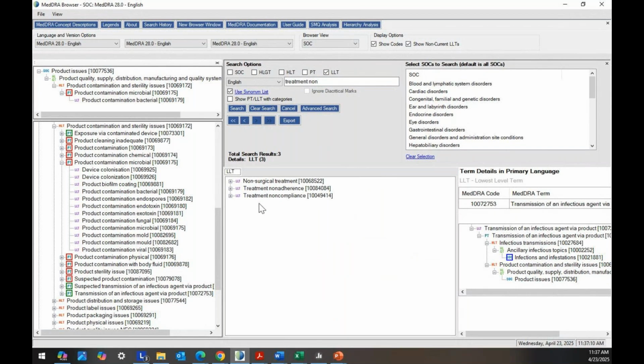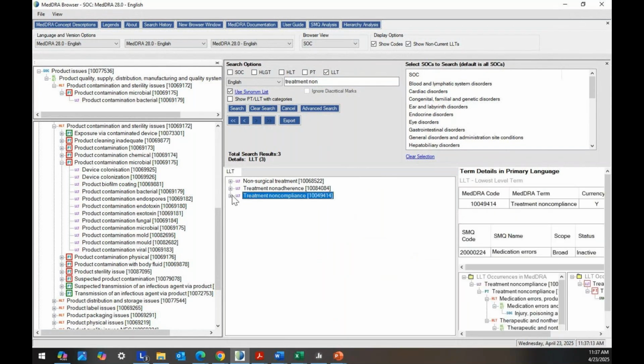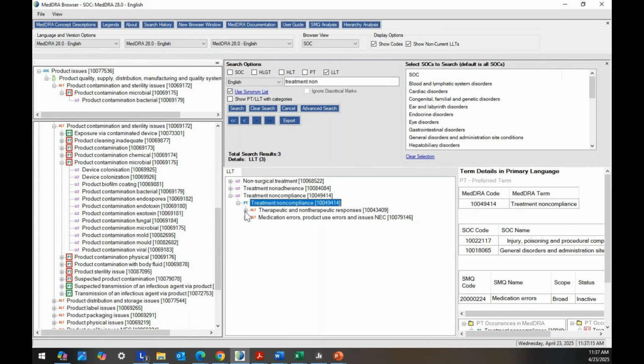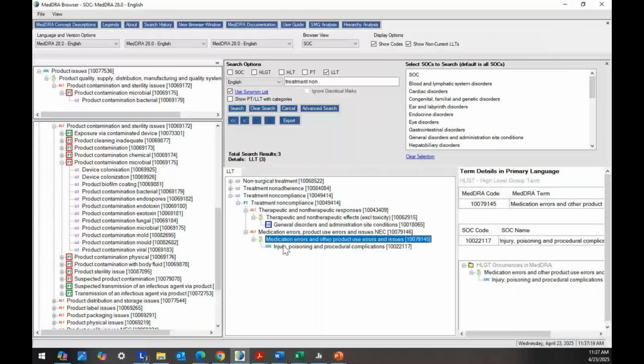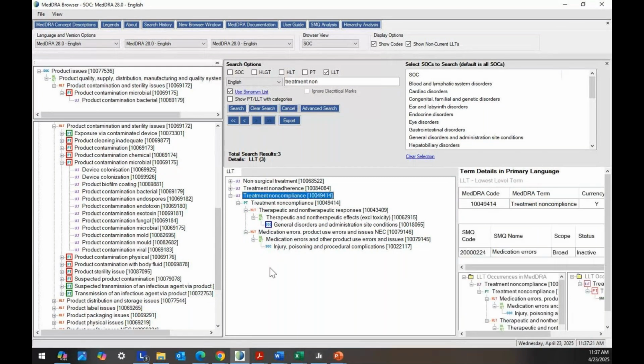Okay, so here under treatment non, we did a partial search. I find what I'm looking for, treatment non-compliance. Basically, he didn't use the device. So he didn't comply with the fact that he had to use it. Okay, so in my opinion, that's what I would use. So let's go to the final slide.